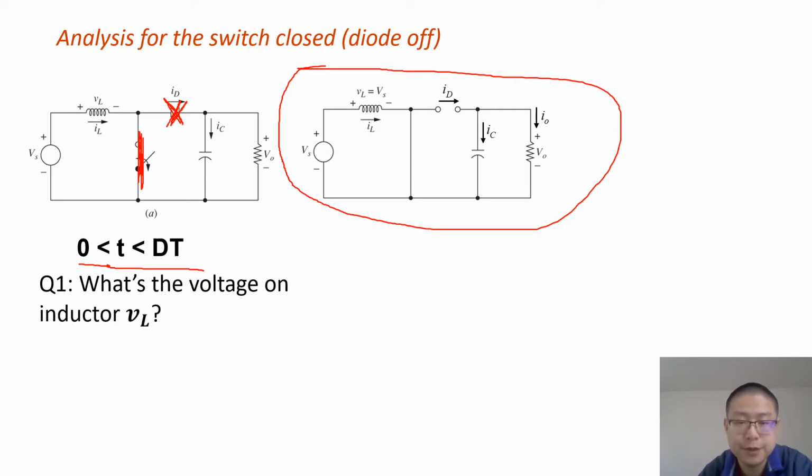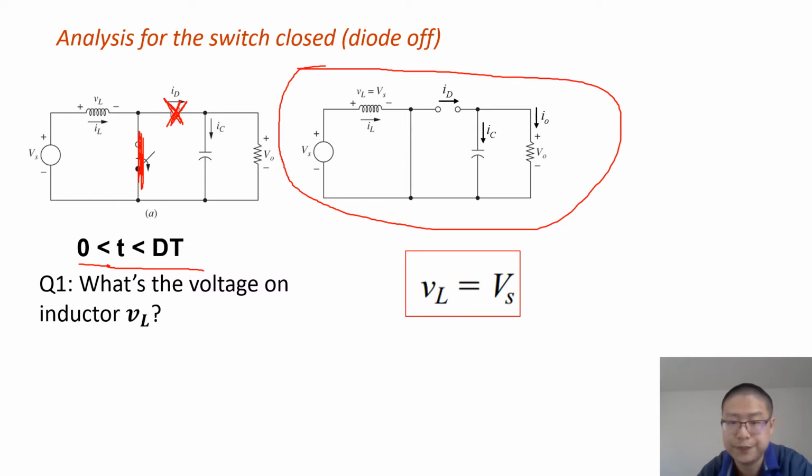So let's take a look at the circuit. The voltage source Vs is in parallel with the inductor. So the inductor voltage VL equals Vs. So this is very straightforward.